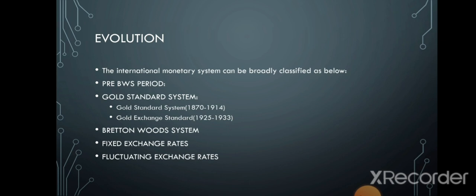The next system that was followed was the fixed exchange rate system, which is a type of exchange rate regime wherein a country's currency's value is matched to the value of another currency, or to a basket of other currencies, or to another measure of value like gold.